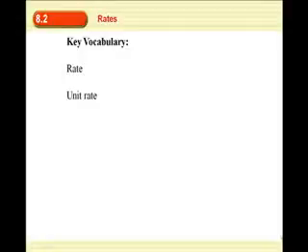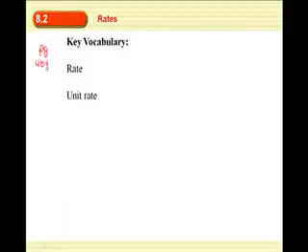Right, 7th grade, this is chapter 8.2. We're going to talk about rates. Rates and ratios are kind of related, they're just a little bit different. A rate is still a fraction, but it's a little different. We're on page 404, by the way.